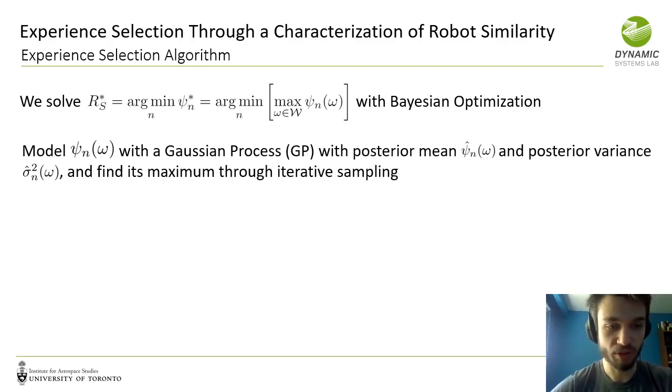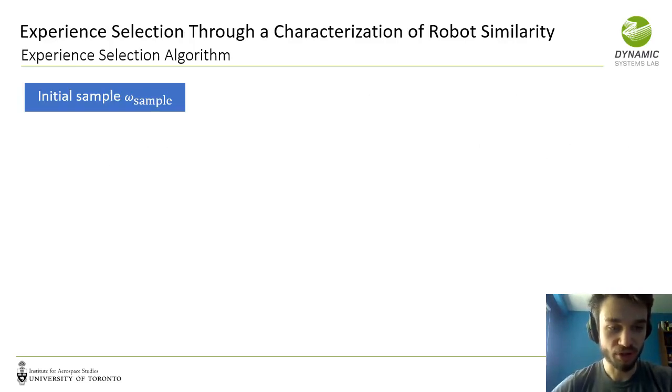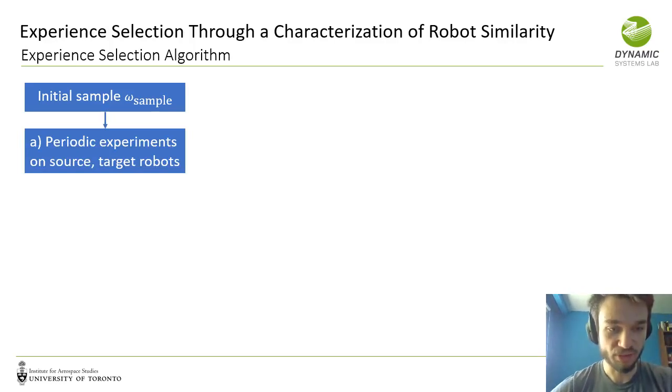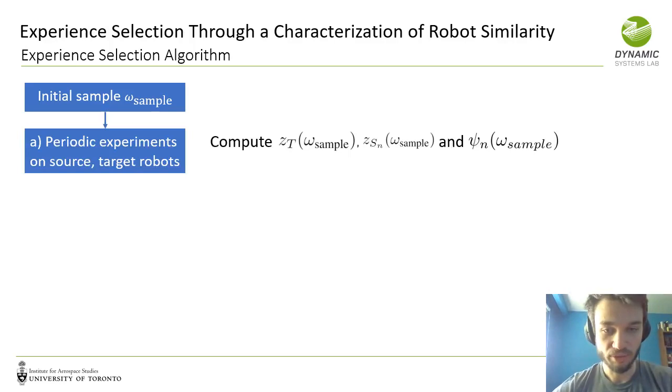In particular, we model each objective function, psi n, with a Gaussian process with posterior mean psi n hat and posterior variance sigma n hat squared, and we find its maximum through iterative sampling. We start with an initial sample, denoted by omega sample, and we perform periodic experiments on the source and target robots by sending a periodic trajectory with frequency omega sample and observing the input-output response of the source and target robots. We can compute Zt, Zsn, and psi n of omega sample.